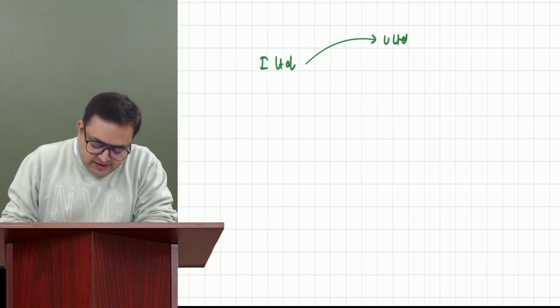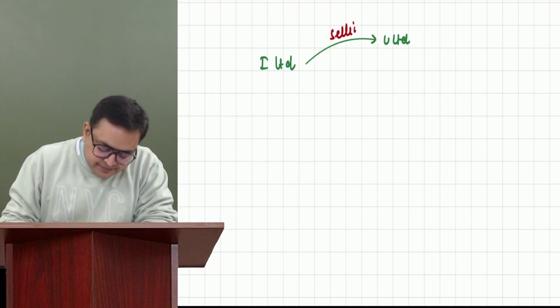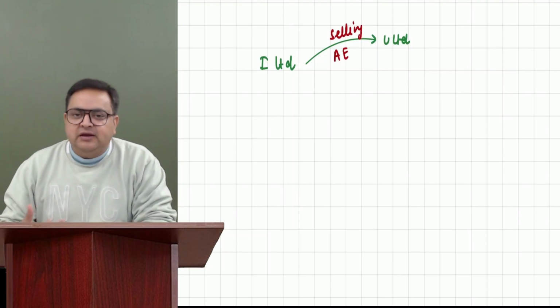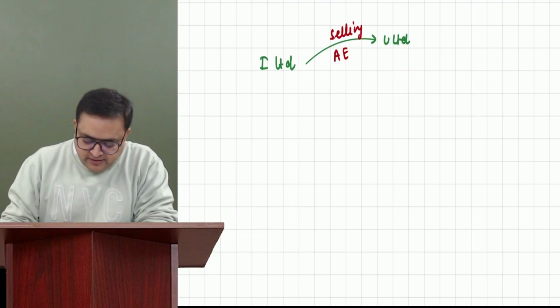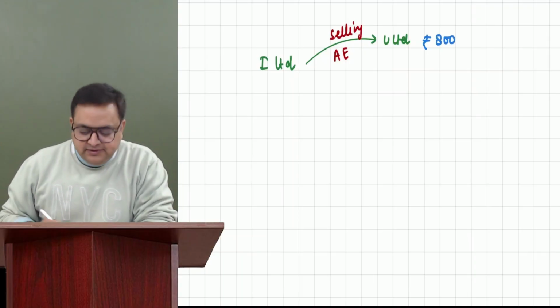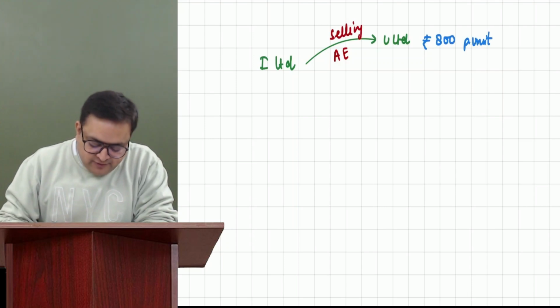So U Limited is the associated enterprise. Let's say I Limited is selling something to the associated enterprise. Let me take it in Indian rupees. It can be in foreign currency also, it can be in Indian rupees also, doesn't matter. So let's say, for example, we are selling something to U Limited at rupees 800 per unit. Now, please tell me, what do we presume?